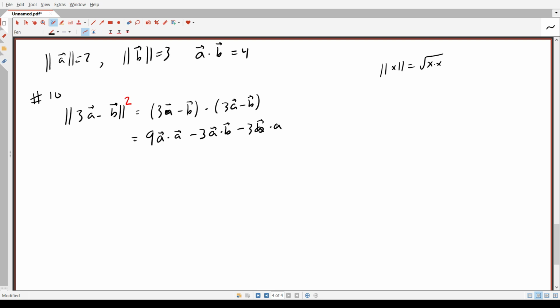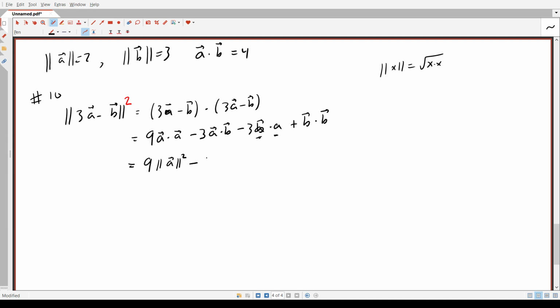And then minus b dot minus b. That's going to be plus b dot b. Right, I pulled both of the negatives out. Negative times negative is a positive. So this becomes 9 times the norm of a squared. Here I use the fact that I can swap the order of a and b, right? I can interchange them. It's symmetric.